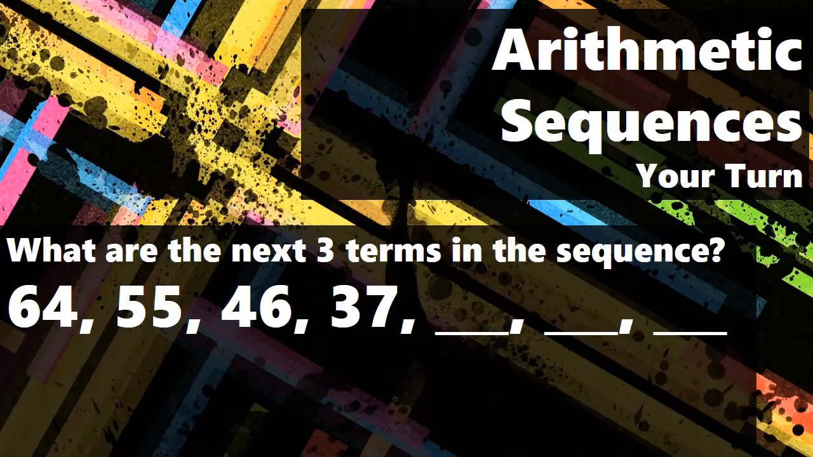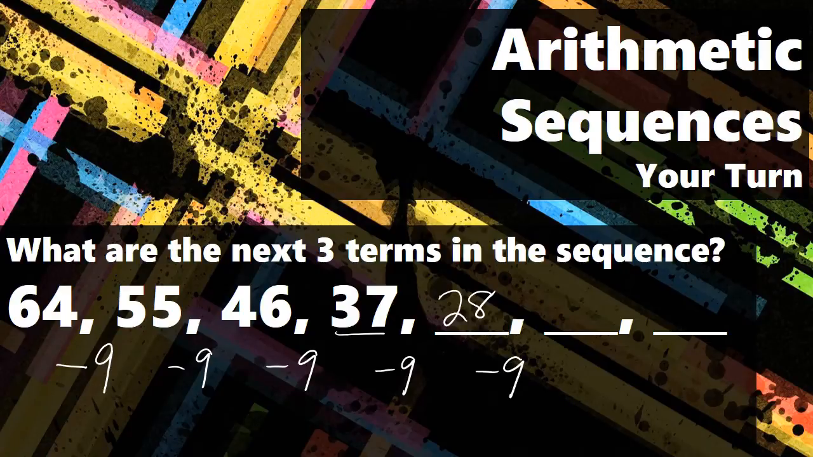To go from 64 to 55, we subtracted 9. 55 minus 9 gives us 46. 46 minus 9 gives us 37. So 37 minus 9 gives us 28, and then 28 minus 9 gives us 19, and then 19 minus 9 gives us 10.